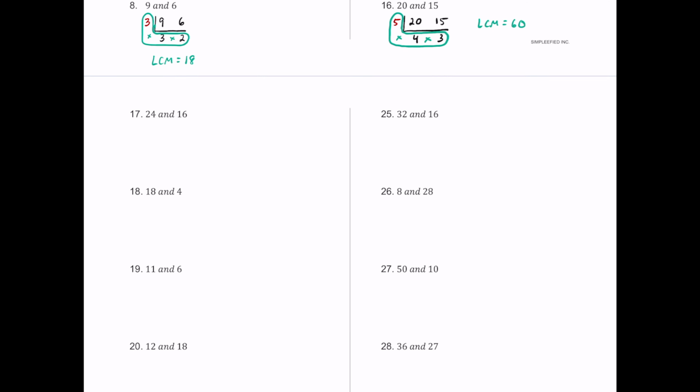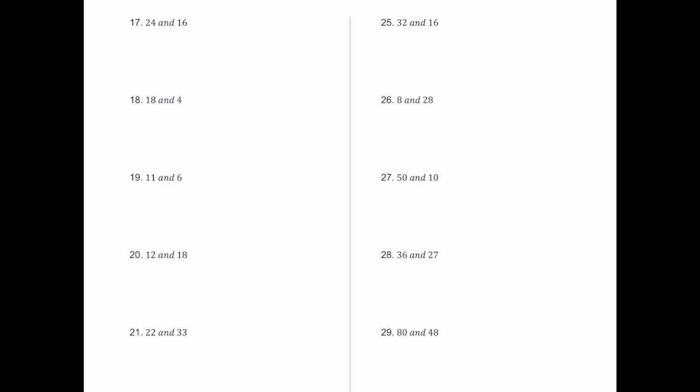Alrighty, number 17, let's try prime factorization. For 17, 24 is the same thing as 2 times 2 times 2 times 3. And 16 is equivalent to 2 times 2 times 2 times 2. What do they have in common? Well, they have these 2's in common, another pair, and another pair. So what is 2 times 2 times 2? That's 8. So if we are going to write this, we know that LCM is going to start with 8. That's their GCF, but then it's got to multiply by the extras, so 3 and 2. So 3 times 2 is 6, and then 6 times the 8 is going to be 48. So again, use the GCF and multiply it by the extras.